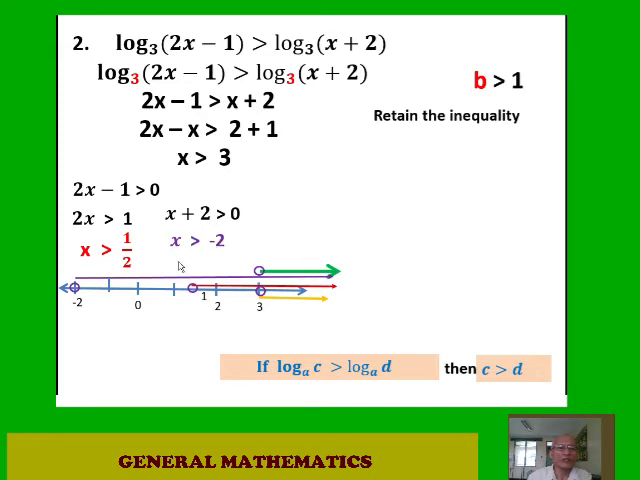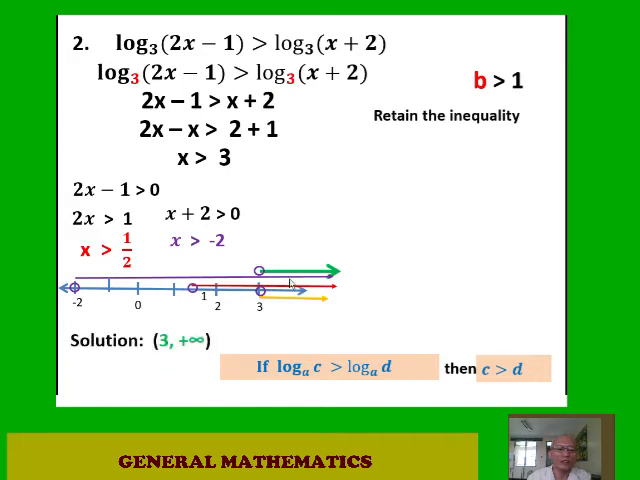X greater than negative 2. Here is our negative 2. From 0, negative 1, negative 2. Greater than negative 2, so directed to the right. The intersection of these three inequalities we have here in green color. This is the solution set of this inequality.